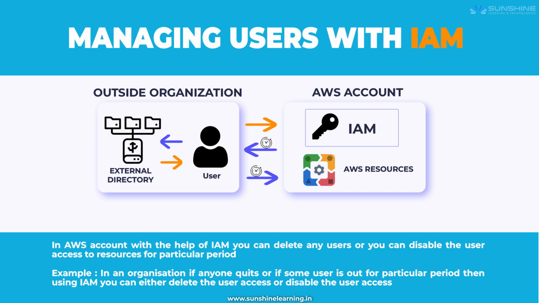So an example could be, in an organization, if anyone quits or if some user is out for a particular period, then using IAM you can either delete the user access or disable the user access. So let's say someone has gone for a vacation, they are not going to log in into the AWS console or no longer going to work on the AWS. So in order to secure your AWS account, you can disable that user for the duration that person is out for vacation. This is one of the examples. Likewise, you can get so many examples when you work on the AWS IAM service.